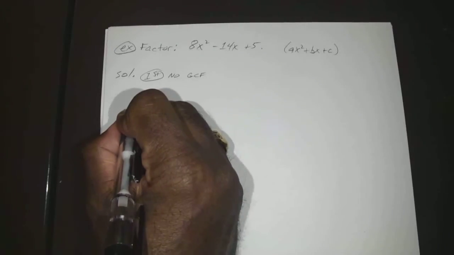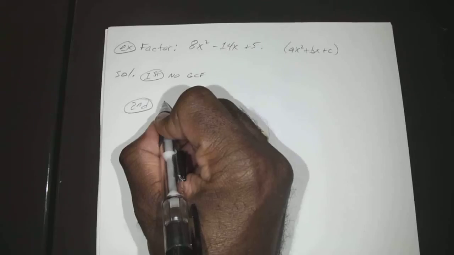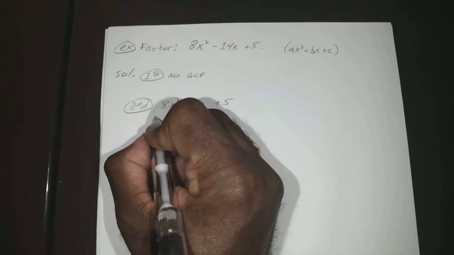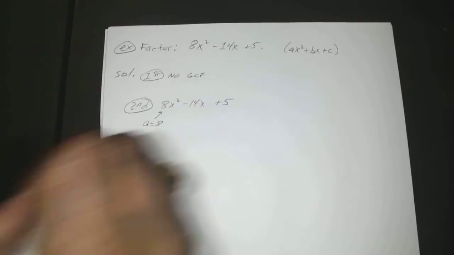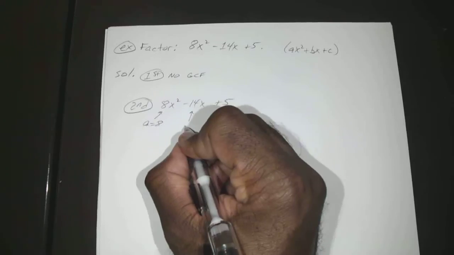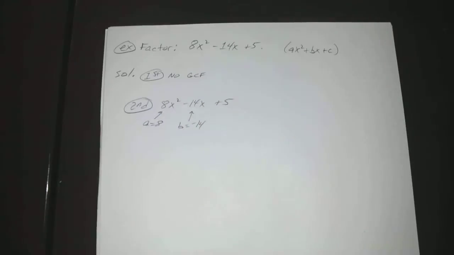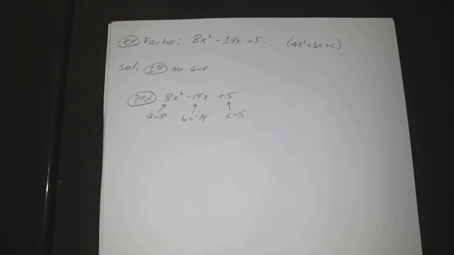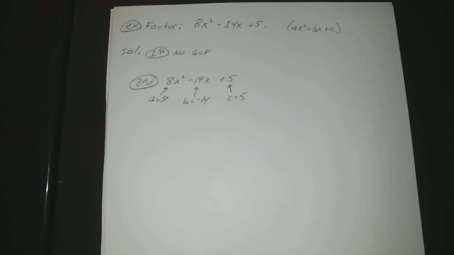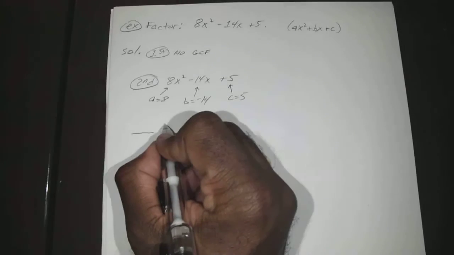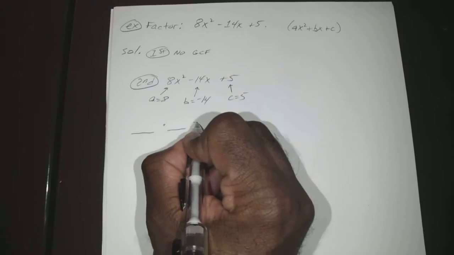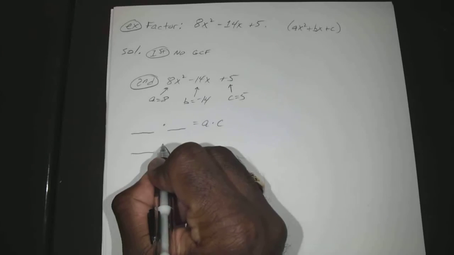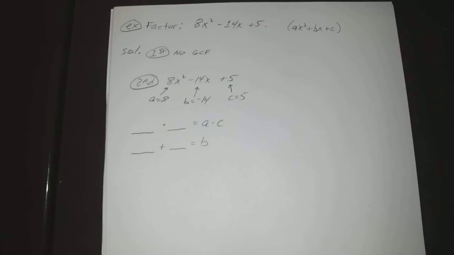Now for the second step, 8x squared minus 14x plus 5. Here, your a is equal to 8, your b is equal to negative 14, and your c is equal to 5. So you have to find 2 numbers that multiply to equal whatever your a times c is, and add to equal b.